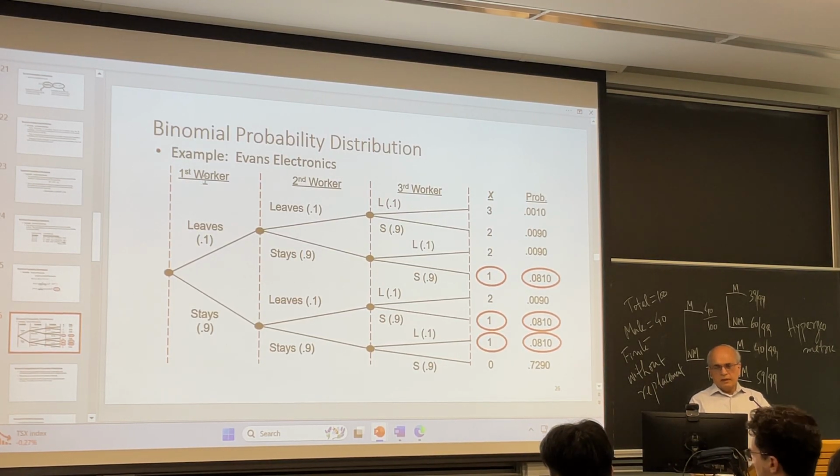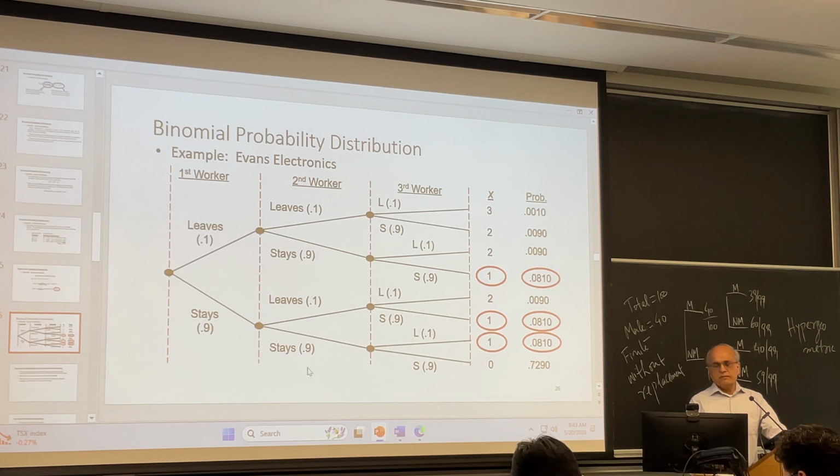So the first employee leaves the company, 0.1, or does not leave, 0.9. The second employee leaves, 0.1, or does not leave, 0.9. The third employee leaves, 0.1, or does not leave, 0.9. So these are all the different possibilities we have. Now I'm interested in exactly one employee leaving the company.